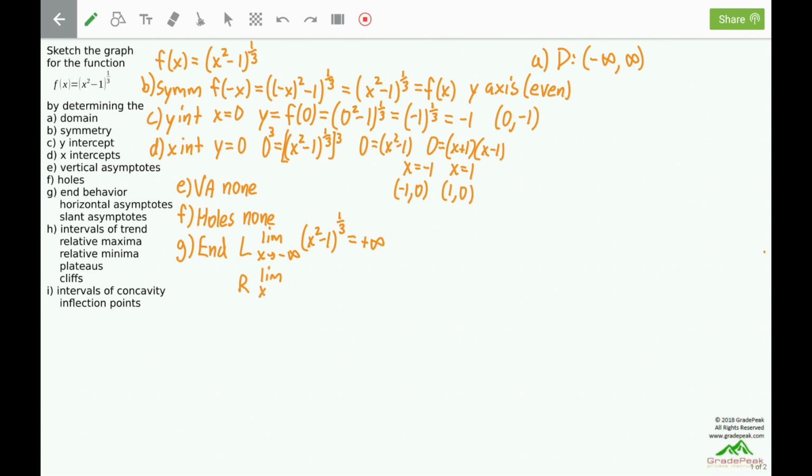The right-end behavior can be determined by taking the limit as x approaches positive infinity of f of x, x squared minus 1 to the 1/3 power. Positive infinity squared is positive infinity, minus 1 is positive infinity, raised to the positive 1/3 power will be positive infinity. So it has left-end and right-end behaviors that are the same sign of infinity.